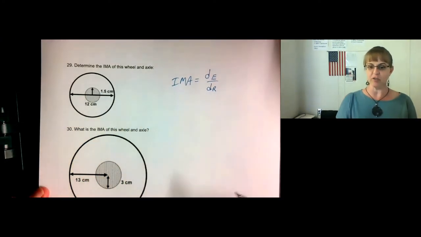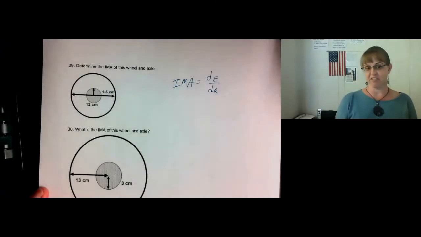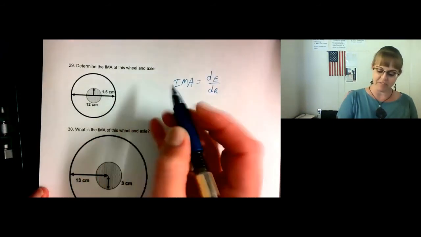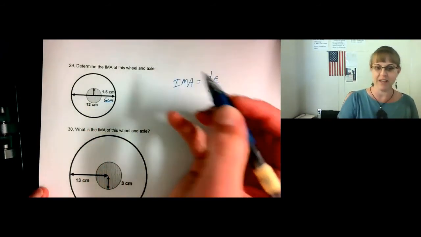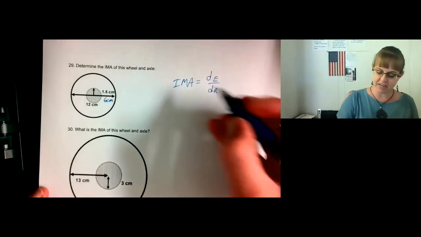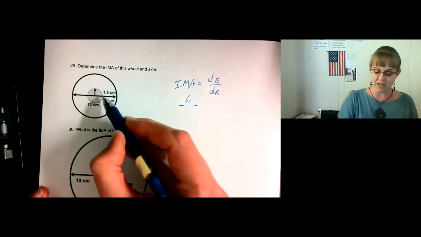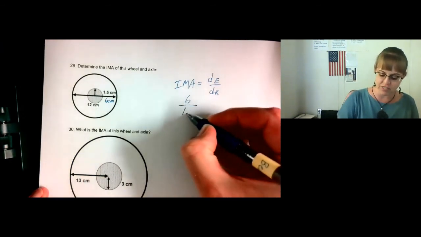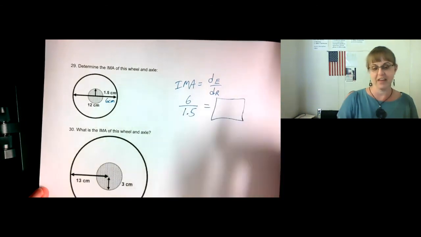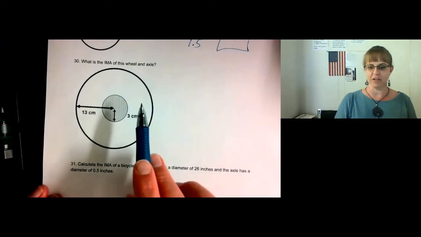Now, you just have to be careful because these either both have to be diameter or they both have to be radius. Right here we have one of each. This one's a radius, this one's a diameter. Let's convert them both to radius. Half of 12 centimeters would be a 6 centimeter radius. So you grab the wheel here, this is your effort, and the 6 centimeters goes on top. Then the resistance is the axle, and that radius is 1.5 centimeters. Then you just do your math, and you'll have your ideal mechanical advantage. You try number 30 and 31.